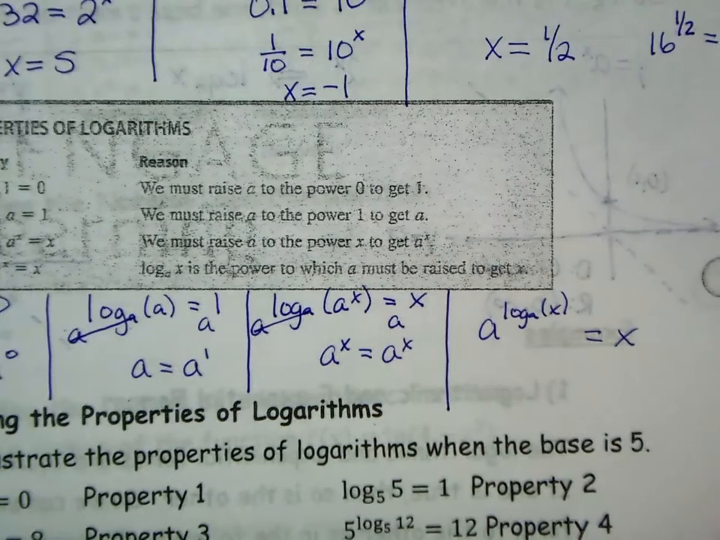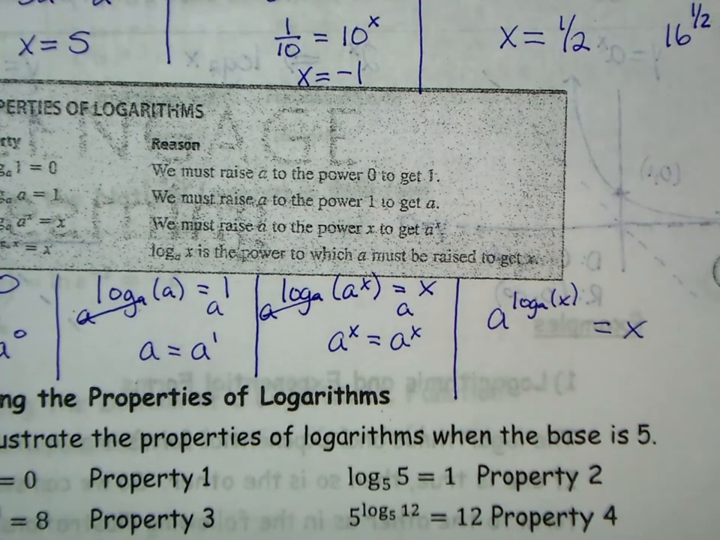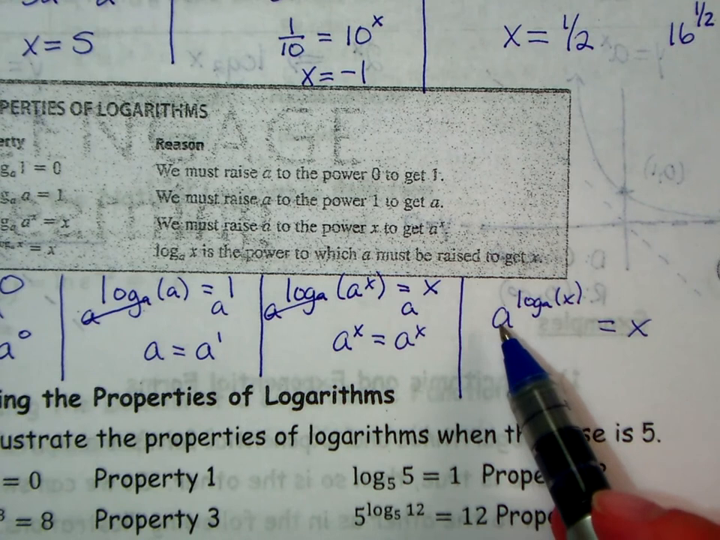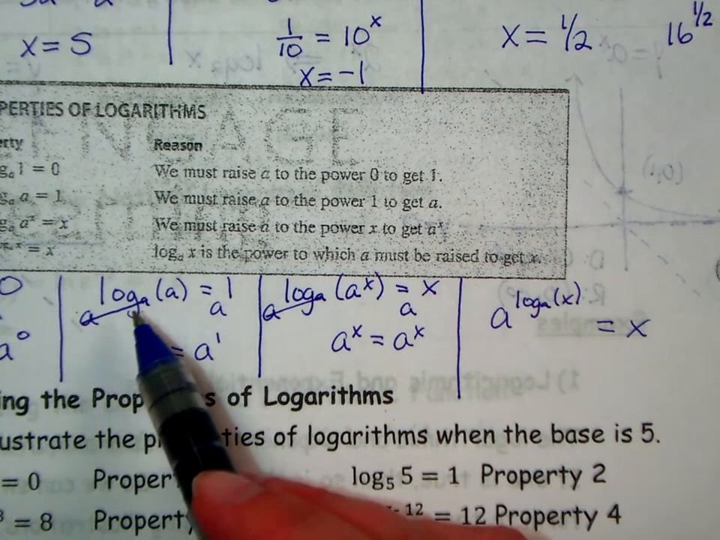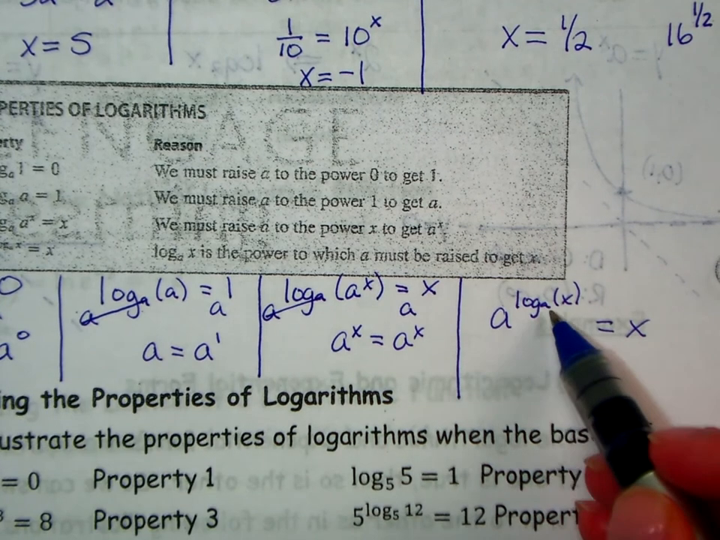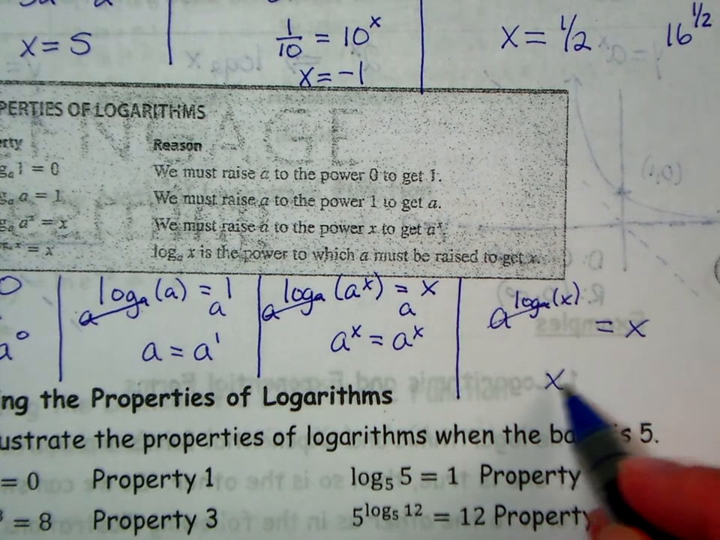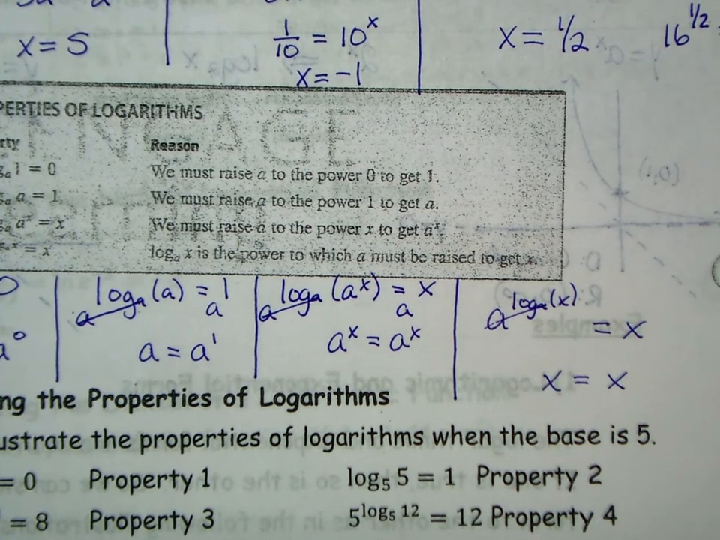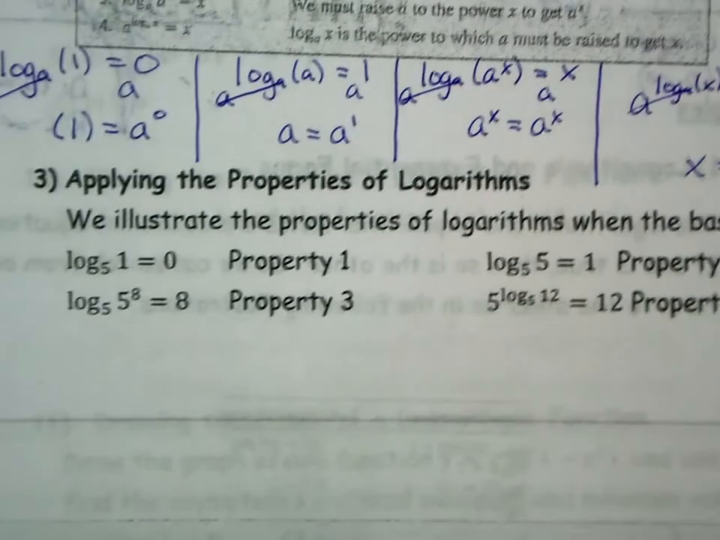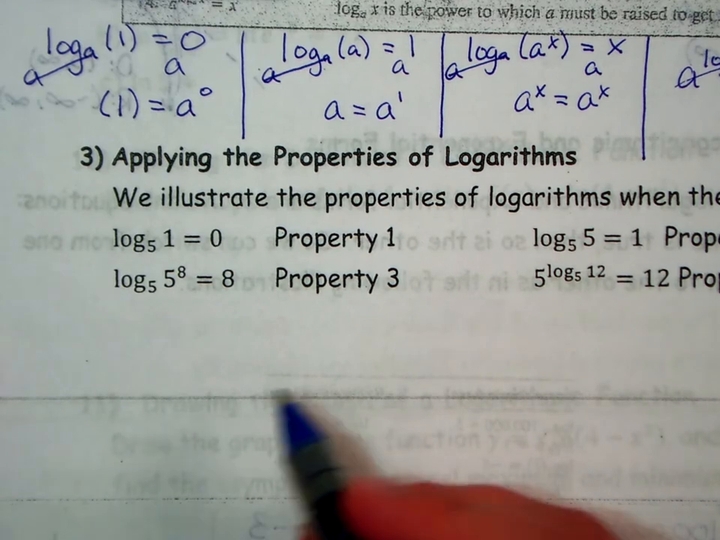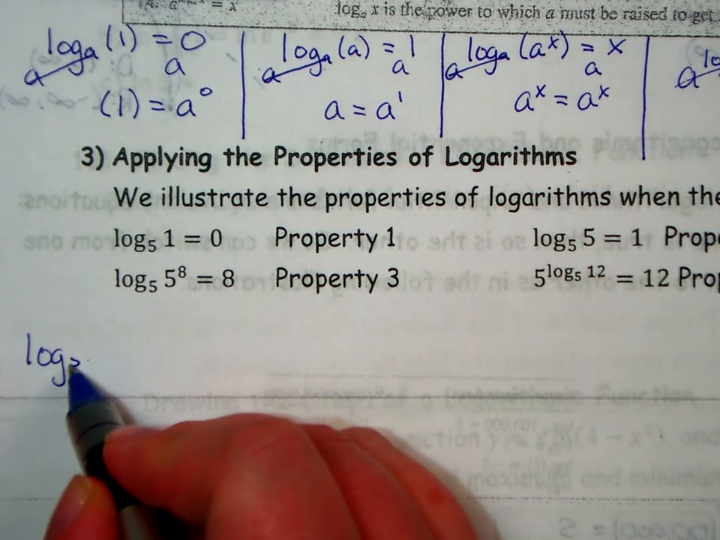A raised to the log base a of x equals x. Now this one started in its exponential form. So I'm going to go ahead and let the a raised to the log base a cancel, because that's what we've been doing on all the other ones. So if a raised to the log base a cancels, we're just left with x equals x. So at any point in time, if you have an exponential function and a logarithmic function, you can let them cancel.